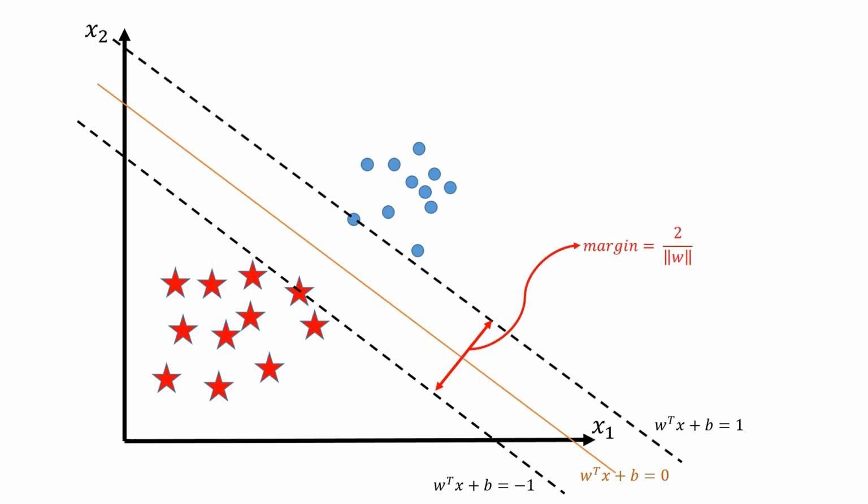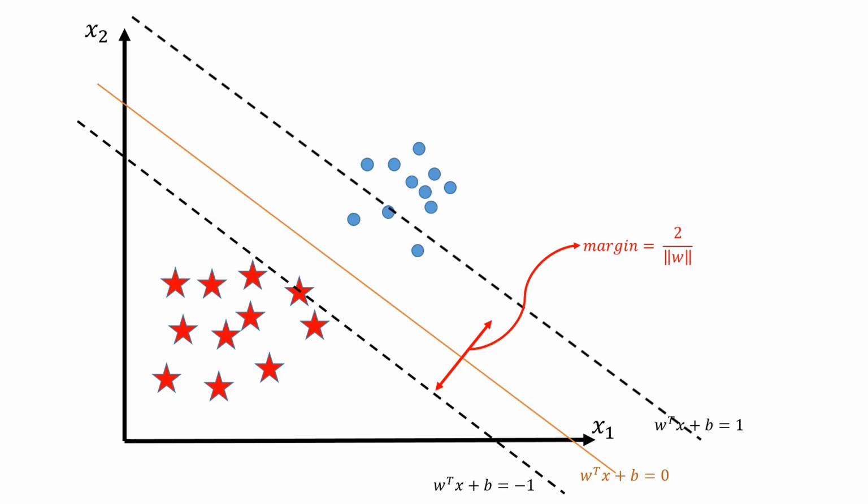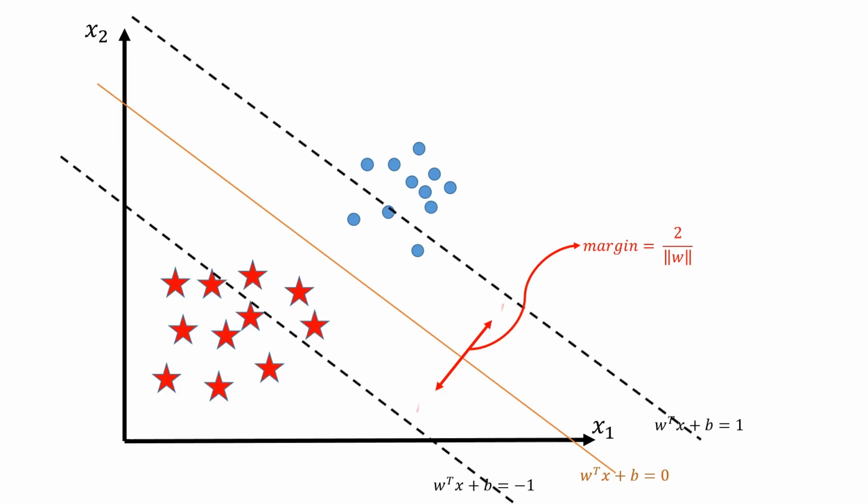Using vector geometry, the total width of this highway, the distance between these two dashed lines, is mathematically proven to be 2 over the norm of W. The ultimate goal in SVM is to make this highway as wide as possible to ensure maximum safety for future data.